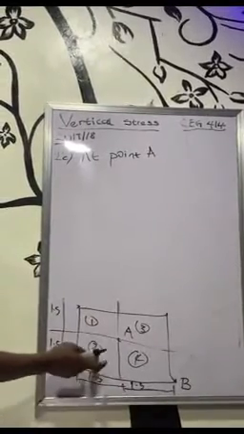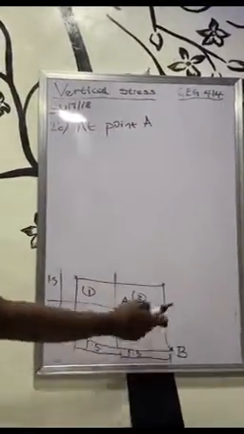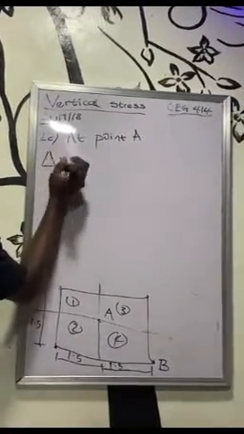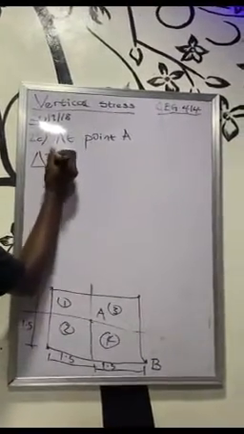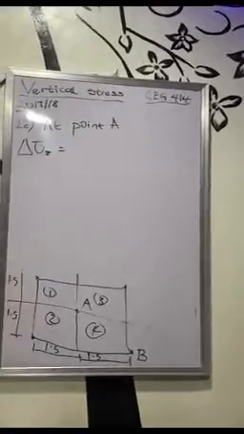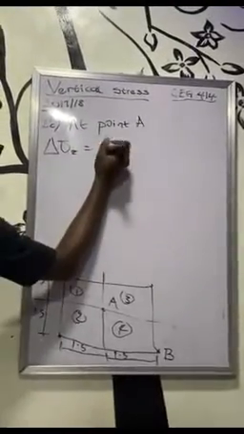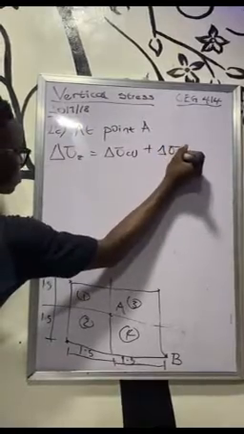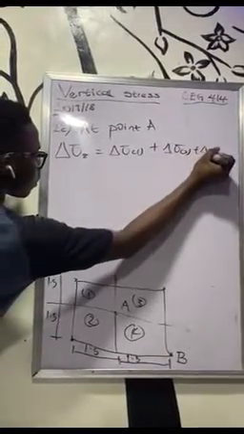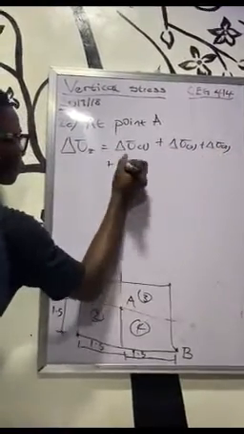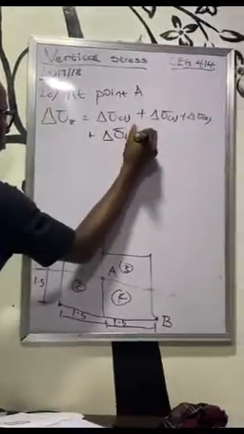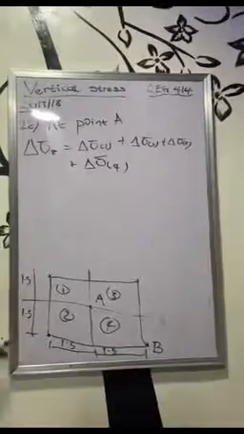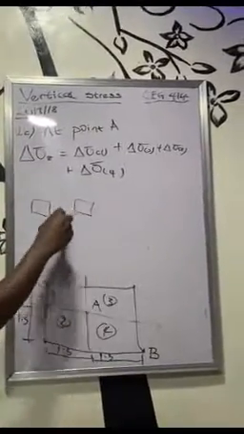That's rectangle 1. Rectangle 2 is 1.5 by 1.5. Rectangle 3 is 1.5 by 1.5. Rectangle 4 is 1.5 by 1.5. The same way in the first case, we had total vertical stress to be the summation of some vertical stresses. In this place, we have total vertical stress to be the summation of the 4 rectangles. And because the 4 rectangles are equal, 1.5 by 1.5, I just have 4 of the same rectangle.